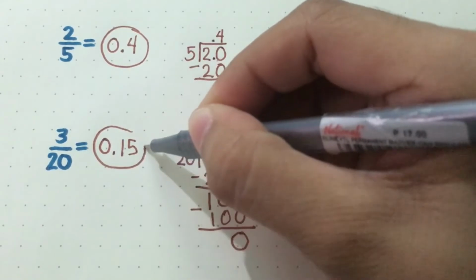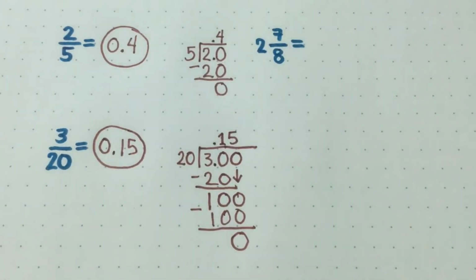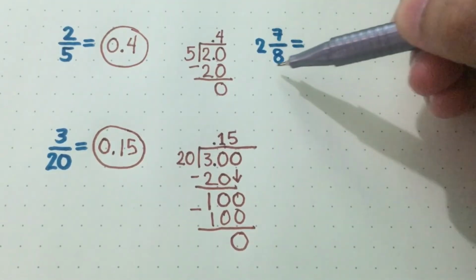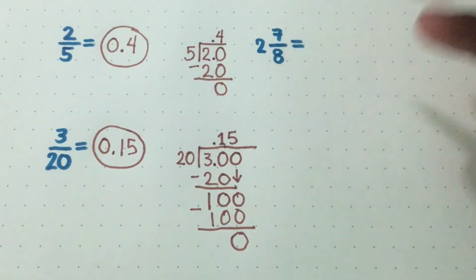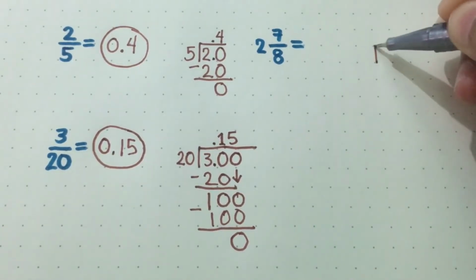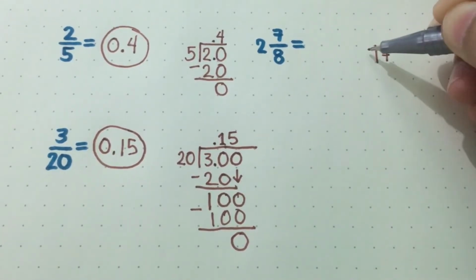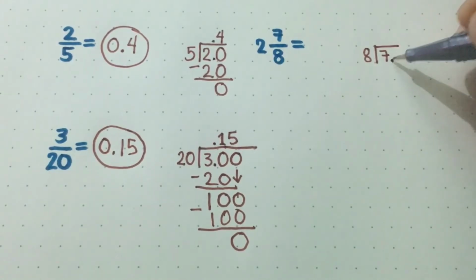So we have 0.15. Next, what if we have a mixed number? We'll still be doing the same. We will just be converting this 7 over 8 into decimal first before we can use this whole number. So 7 over 8, that will be 7 inside and 8 outside. Alright, add a decimal point and 0.